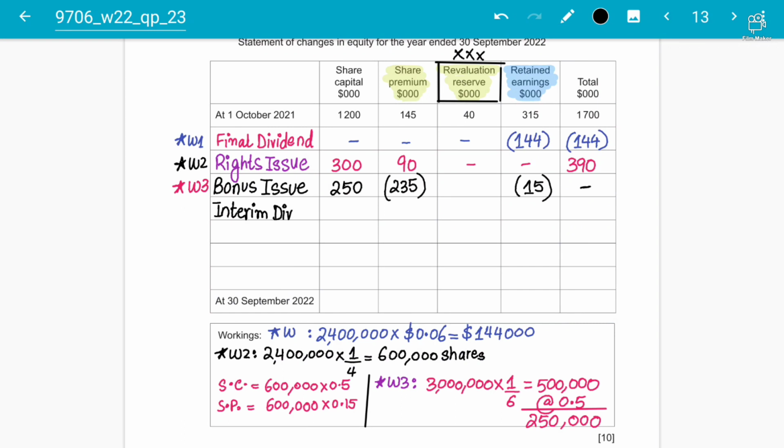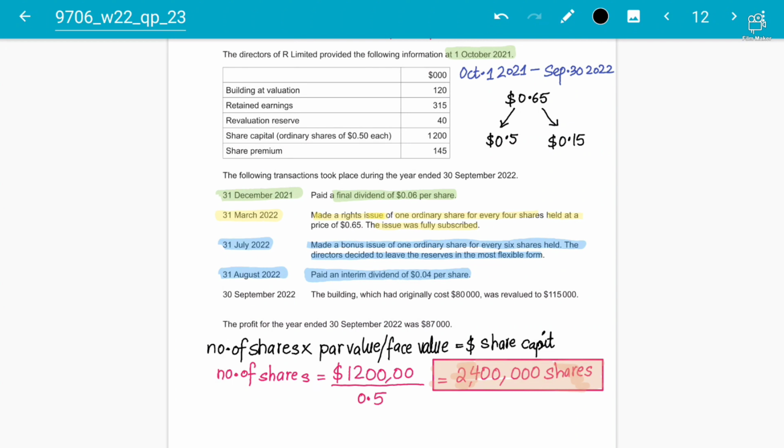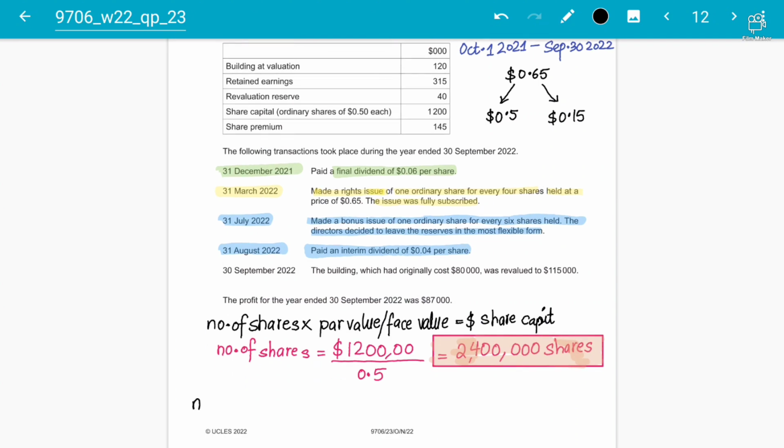Students usually multiply that dividend with the original number of shares, that is 2.4 million. That is wrong. You need to understand that you need to find out what were the number of shares at 31st August, and you're going to multiply with that. That is why I say that dates are very important.